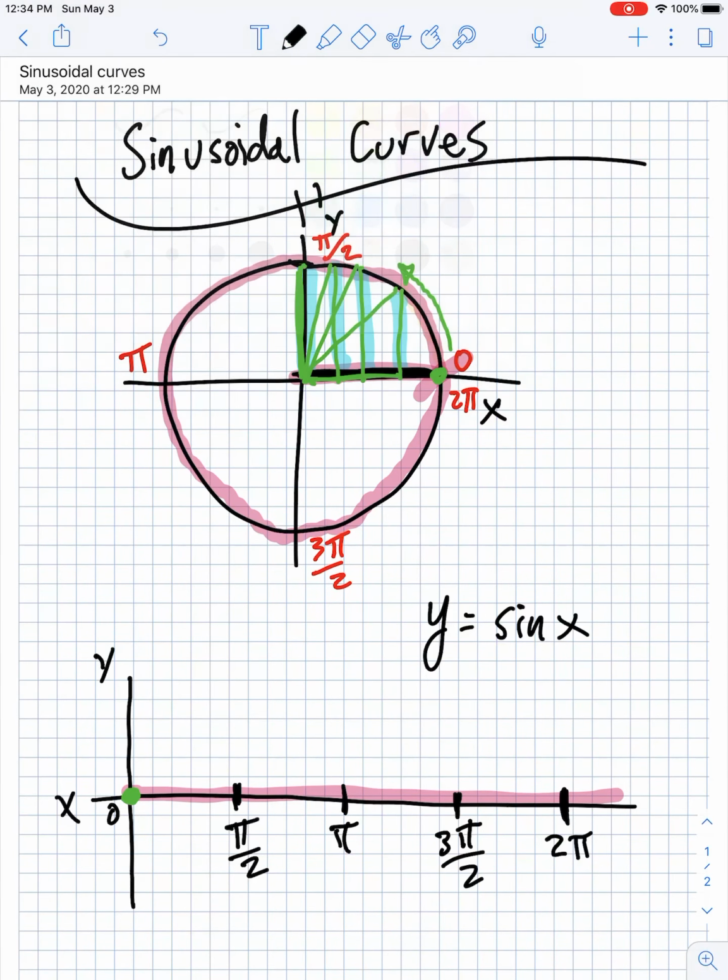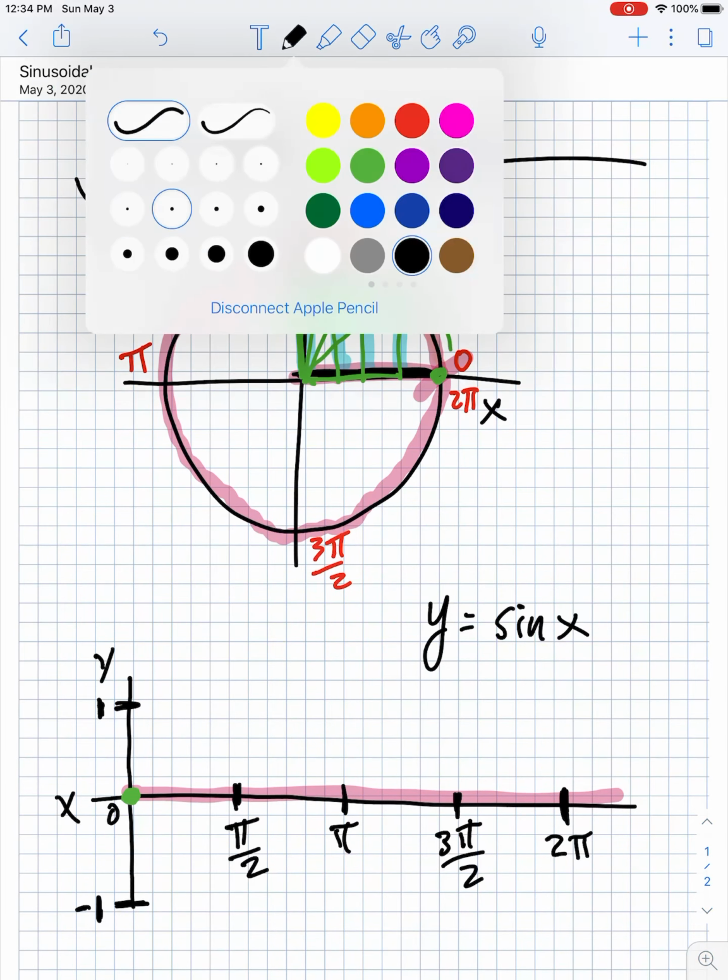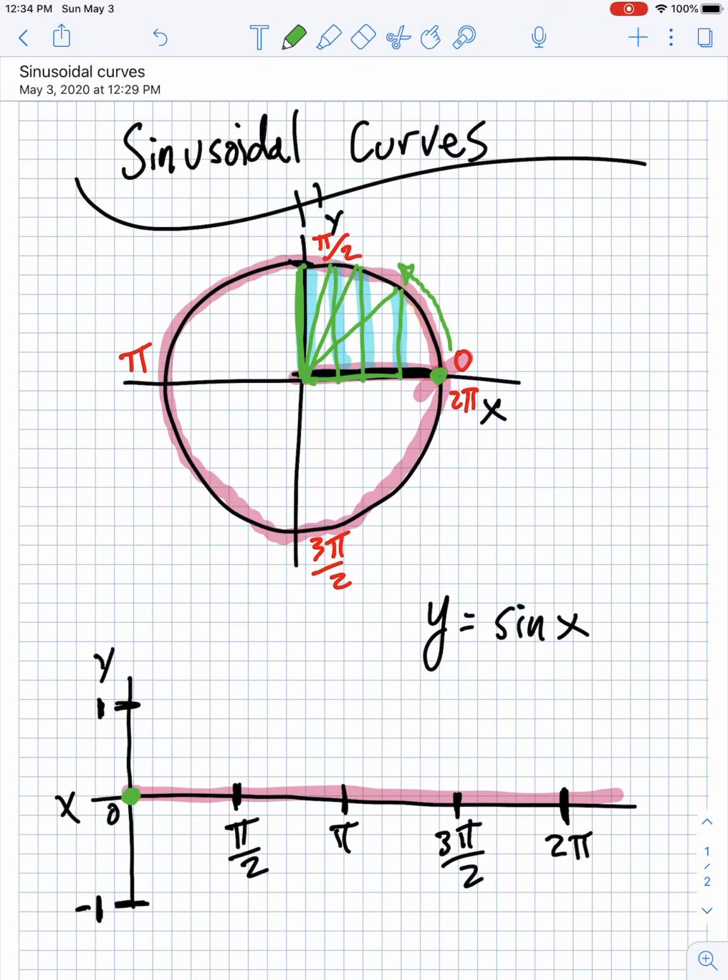Let me switch back to black. That means my sine curve is never going to get past 1, and once we get into the negative quadrants, it will never get below -1. I like that green. Let's do that again. As you travel from 0 up to pi over 2, the sine curve grows from 0 up to 1. So there's the first part of our sine curve.